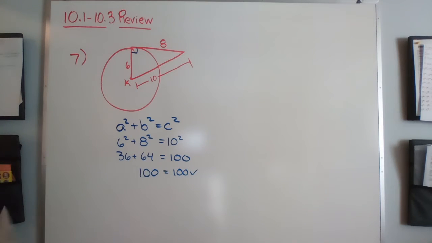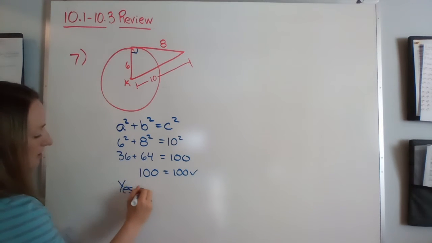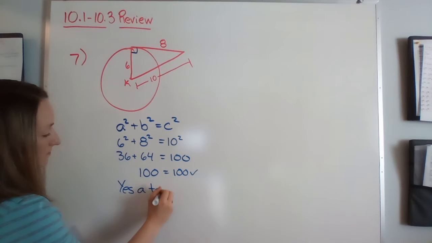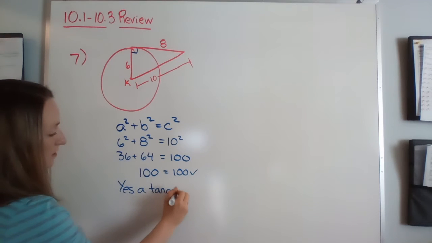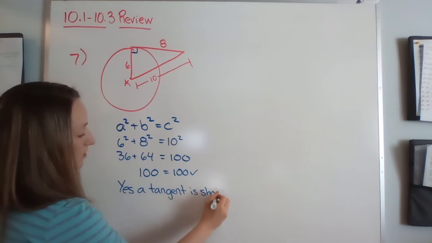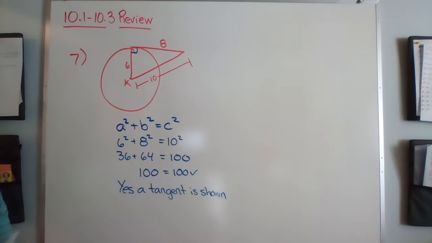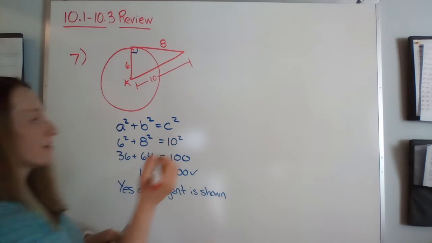Okay? Since it is a right triangle, that means that yes, a tangent is shown. Okay, that segment there is tangent. All right? We're going to do a similar problem, but the math is going to be a little bit different. So let's look at problem number 8 together.